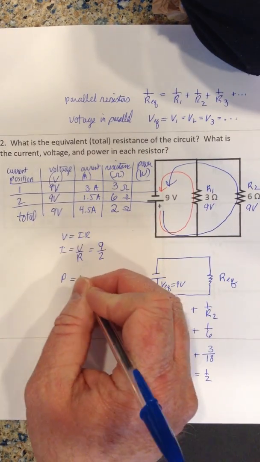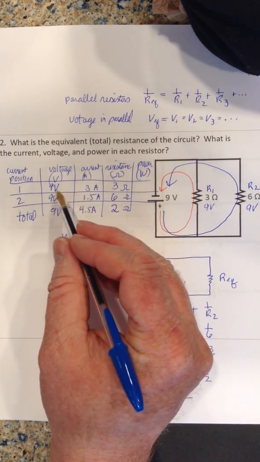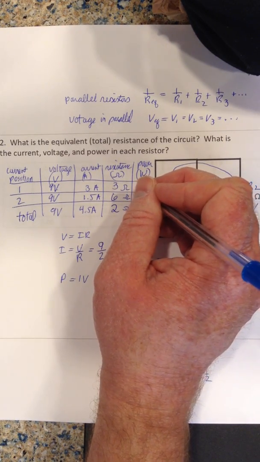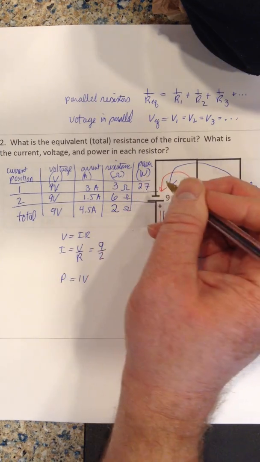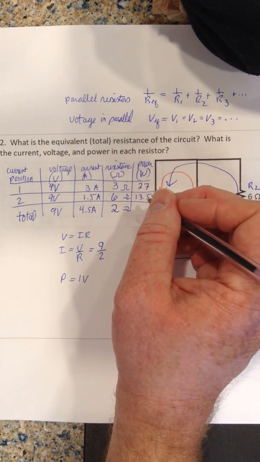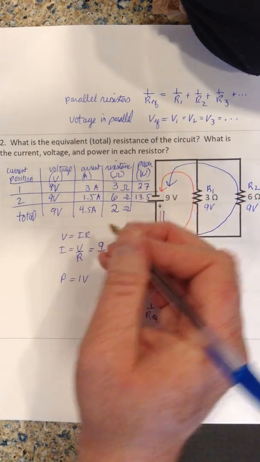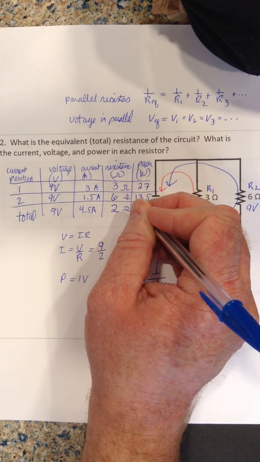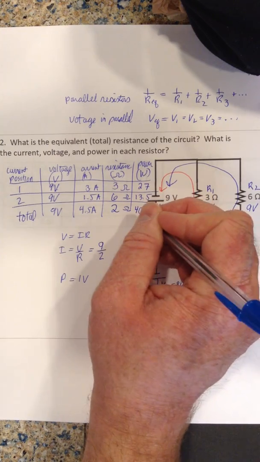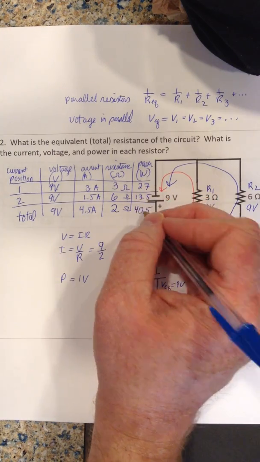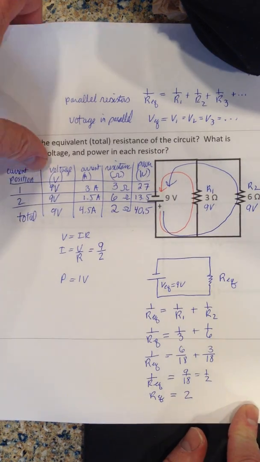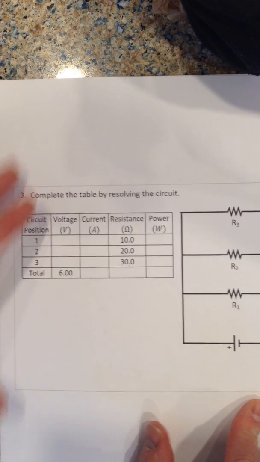So now power equals IV, so I can do 9 times 3 is 27, right? And 9 times 1.5 is 13.5. And 9 times 4.5 is 40.5. And those should add up to 40.5 watts. Okay, let's look at one more problem. Problem 3.